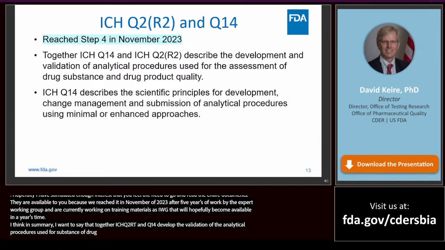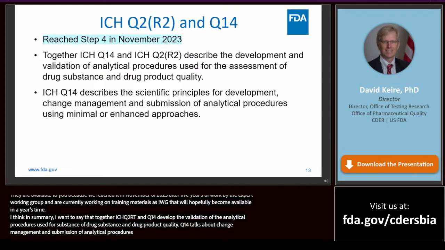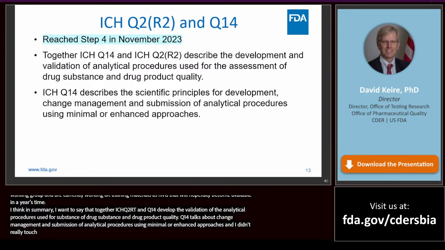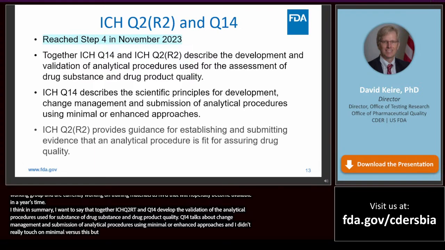Q14 describes the scientific principles for development, change management, and submission of analytical procedures using minimal or enhanced approaches. Now, I didn't really touch much on minimal versus enhanced approaches, but again, it's available to you in the document, and there's training materials to come.